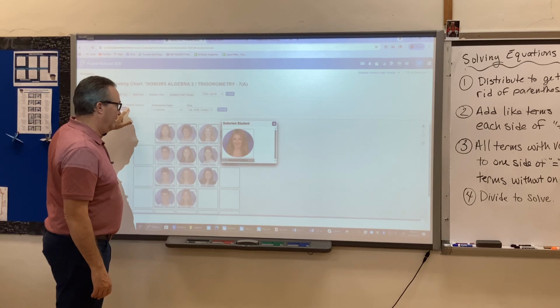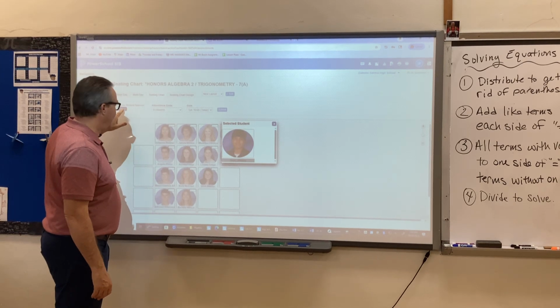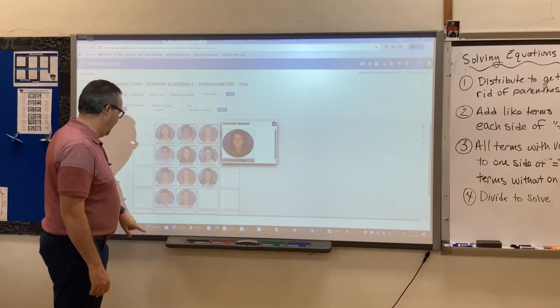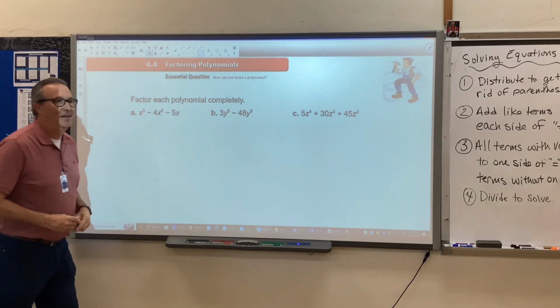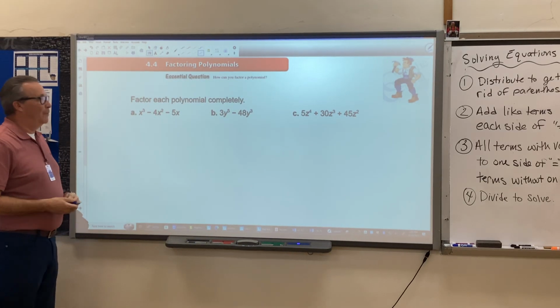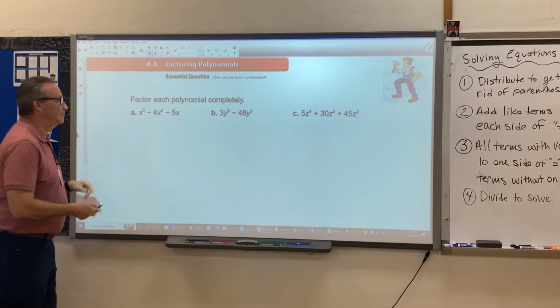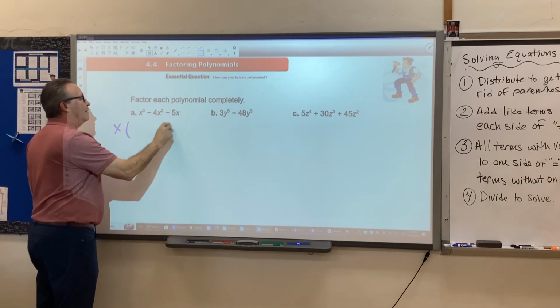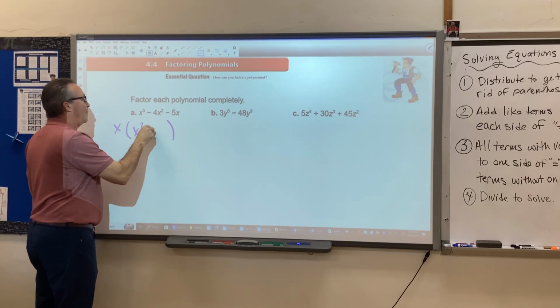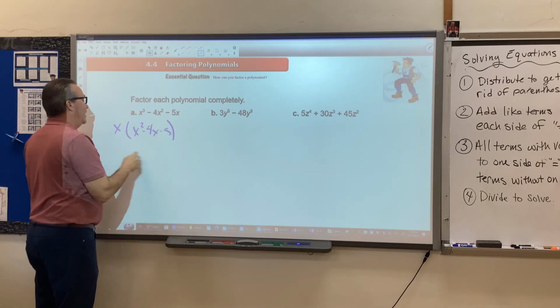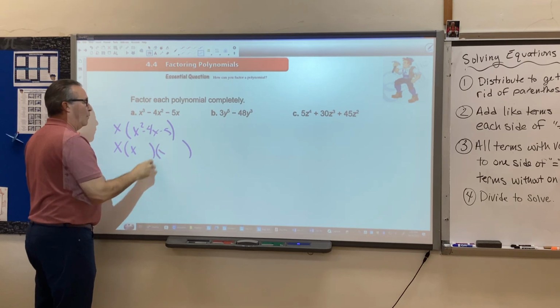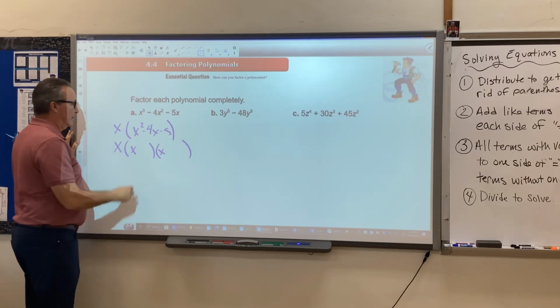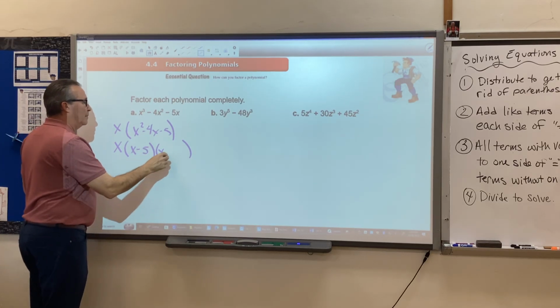James, Maddie, Amelia. James, what can I take out of all three? You can take out an x. X comes out, what's left? x squared minus 4x minus 5. Does that factor? Yeah, into minus 5 and plus 1.